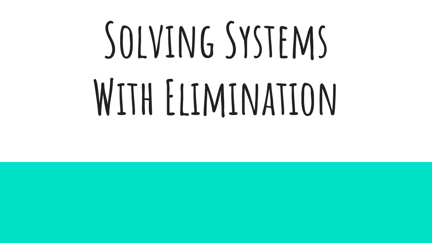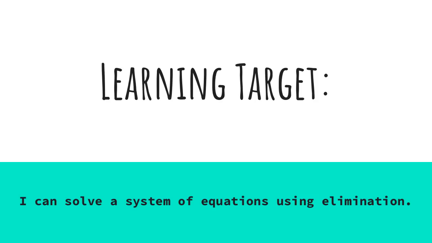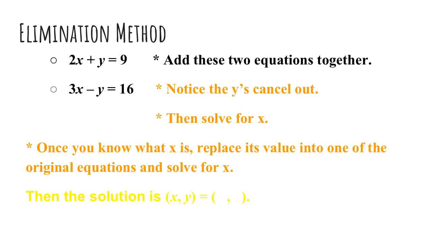Today's lesson is about how to solve systems of equations using the elimination method. Your learning target says, I can solve a system of equations using elimination. Using the elimination method, we are going to eliminate one of the variables. And in order to do that, we are going to utilize addition.